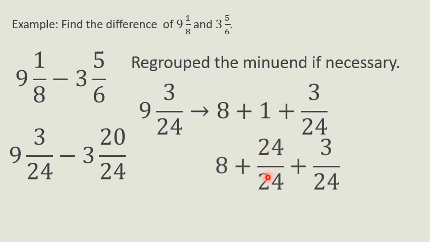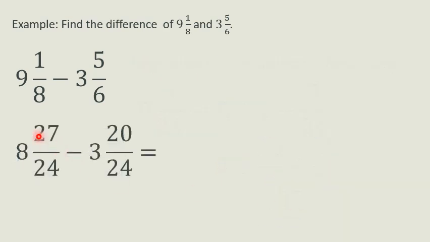Magiging 24 over 24. Magiging yung 24, kokopyahin ulit natin. Then, 24 plus 3 is 27. Ito pa lang yan, yung unahan. Para mas maging malaki yung nasa unahan natin pag nag-minus tayo. Okay, so yung 9 and 3/24 ay magiging 8 and 27/24. Okay, kaya magiging ganito na siya.